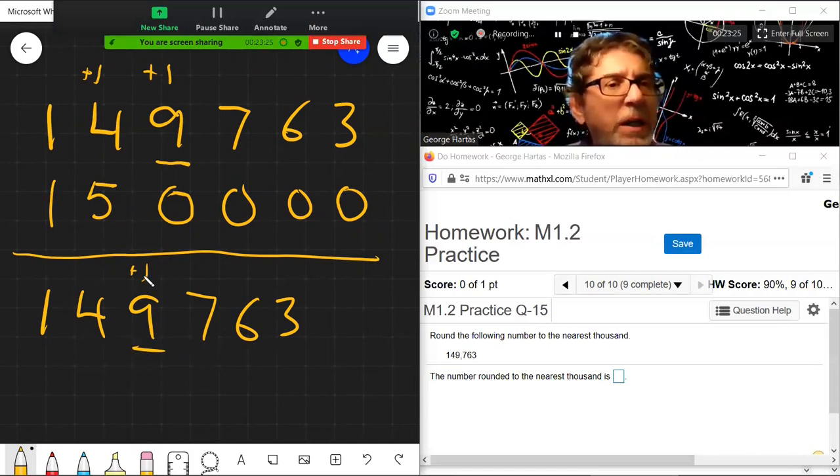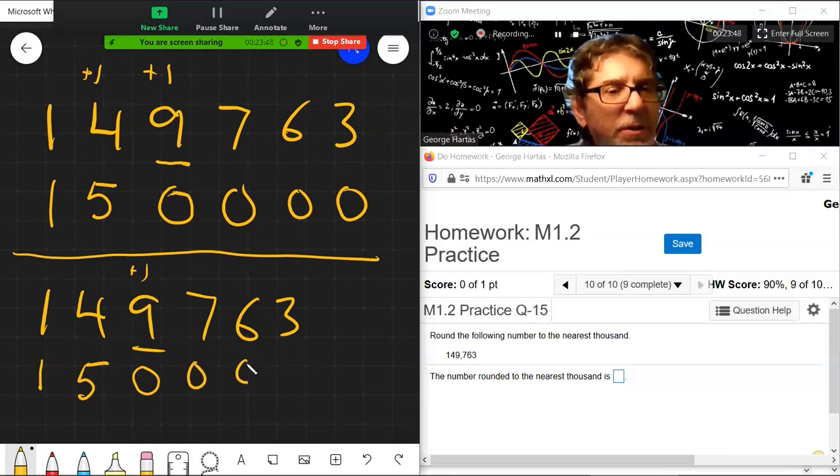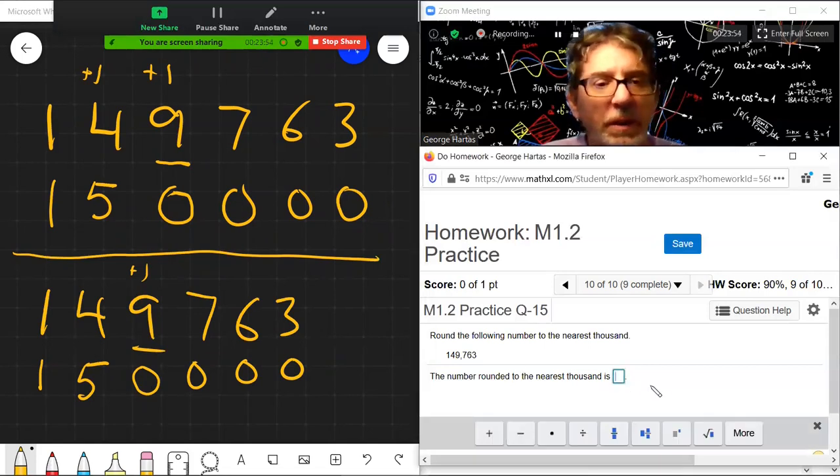Well, 49 plus 1 is 50. That might be easier for you to comprehend. 49 plus 1 is 50. And you would do that only if the place that you were rounding is a 9. If it was like an 8 or 7, any other digit, you just add 1. All right, and then you just bring down this digit and then convert these guys to 0. So let's try 150,000 and see if it works.